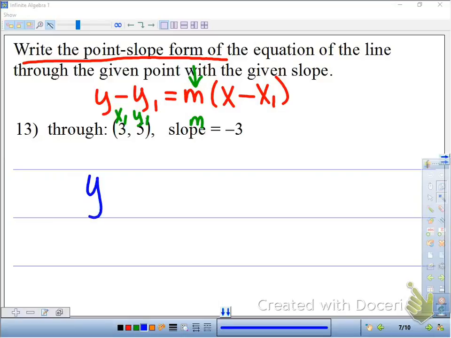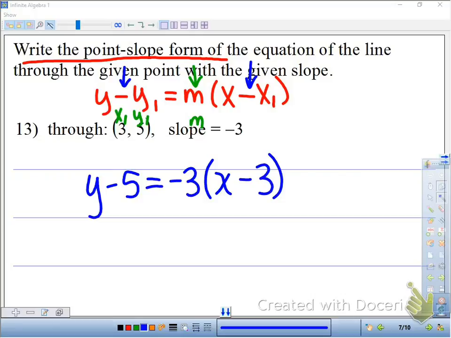So it's y, and we got to make sure we do minus y1. Well, y1 is 5, so I'd have minus 5. Equals my slope, the negative 3, parentheses, x, and then this says minus x1. Well, x1 is 3, so I'd put minus 3. And this would be my point-slope form. I am finished. I don't do any other work.